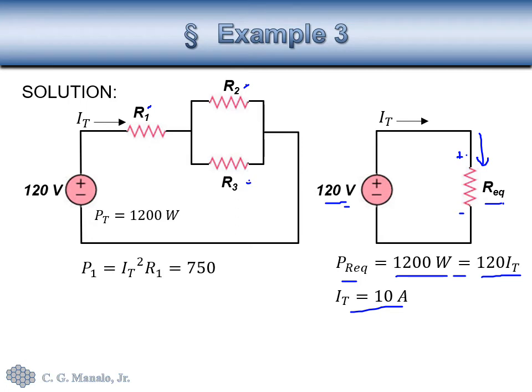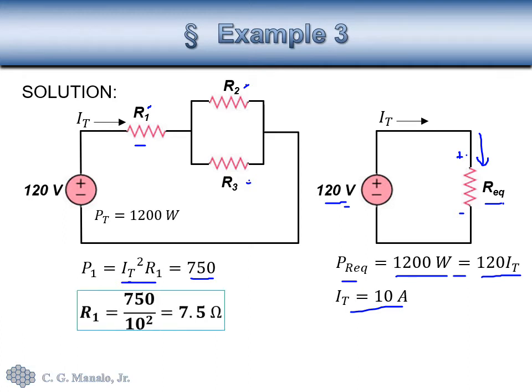Now going back to the original drawing, we note that the power absorbed by R sub 1 can be expressed in terms of the current that flows through it, that is also I sub T, and that is given by this. And since that power is given, which is 750 watts, and we already know I sub T, that should give us the value for R sub 1.